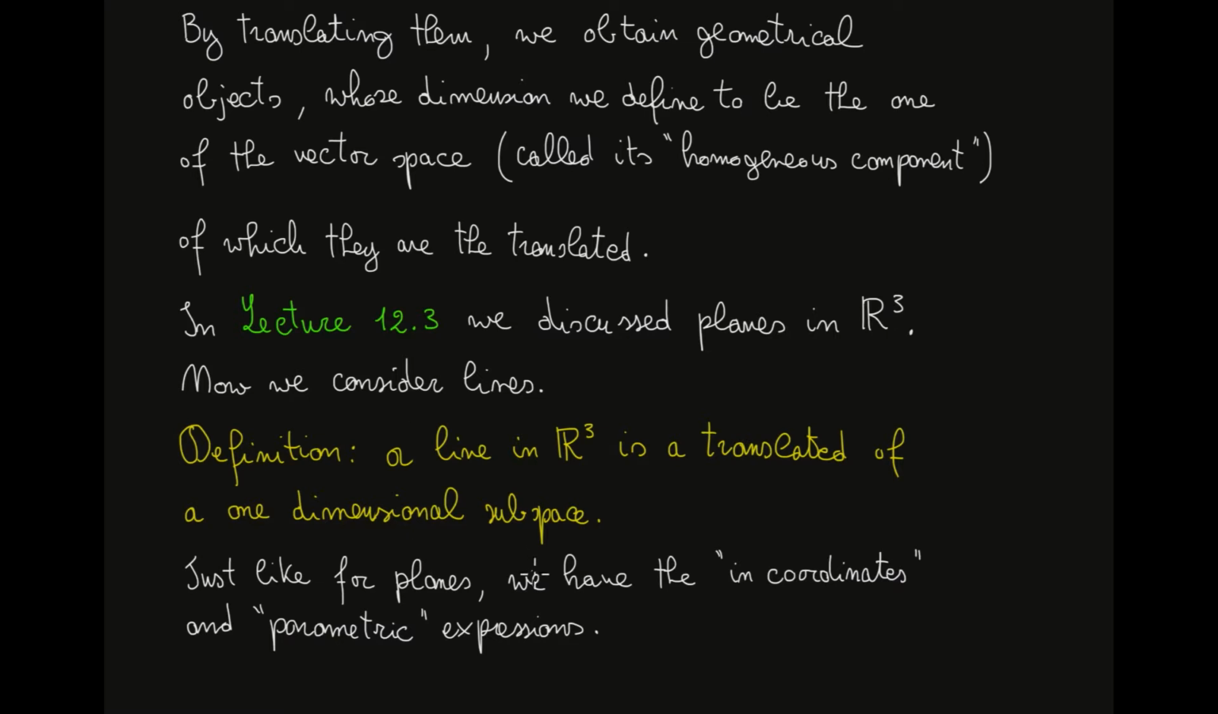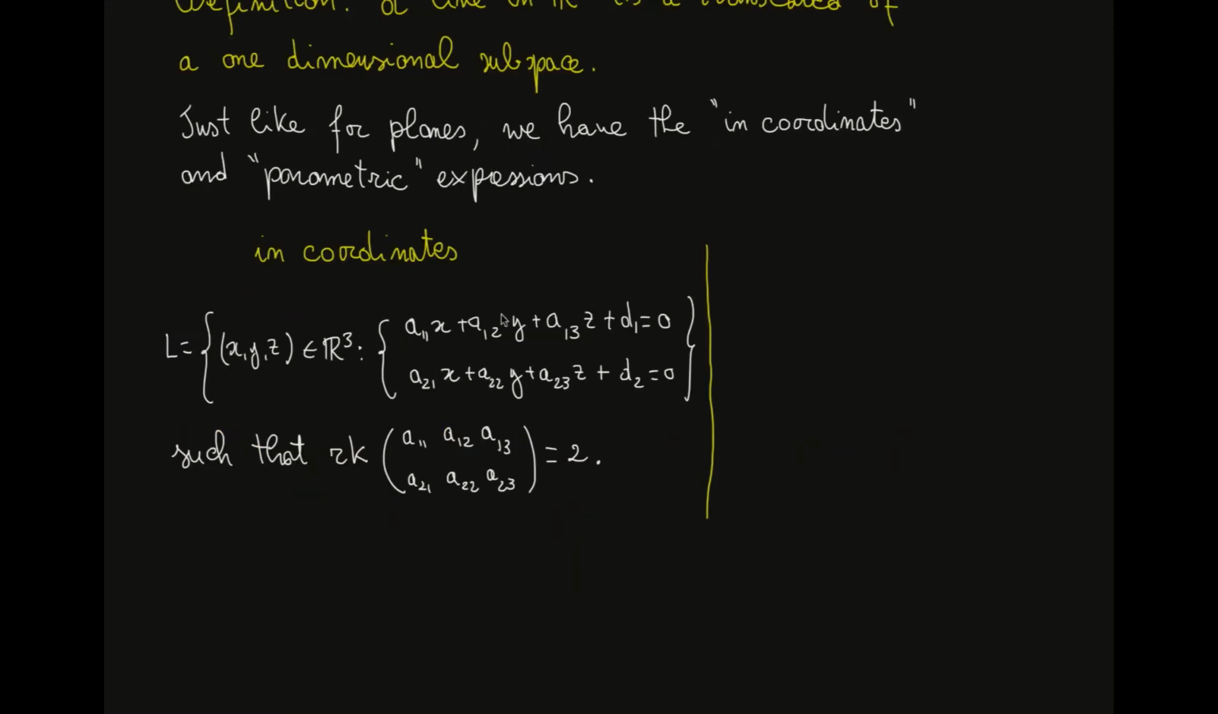Just like for planes, we have the in-coordinates and parametric expressions of lines. Let's see what they are in detail. The in-coordinates expression is the following. L is, we open curly bracket as usual for all in-coordinates expressions. We are going to list all the vectors that belong to L, all the points that belong to L.